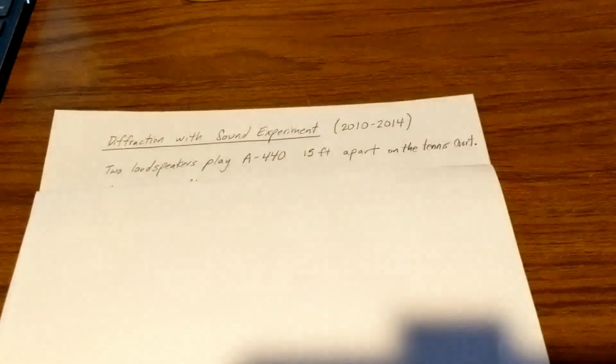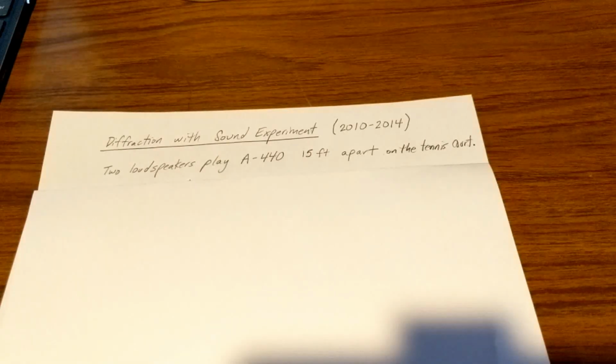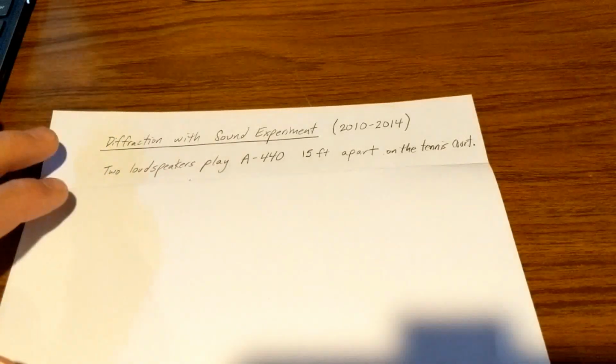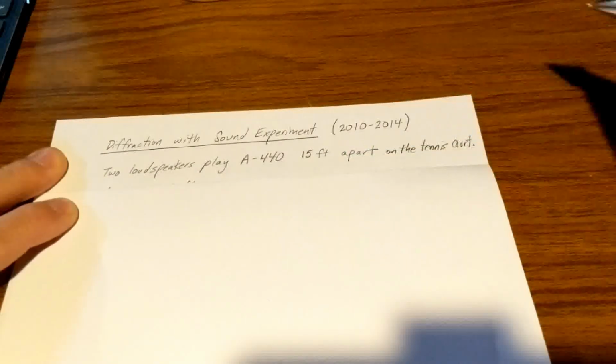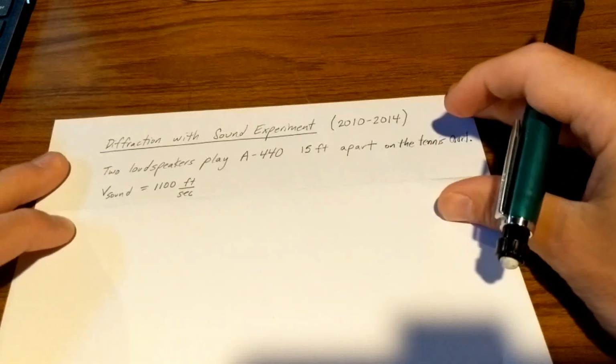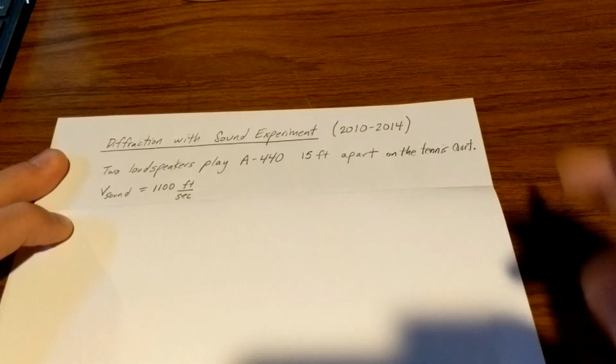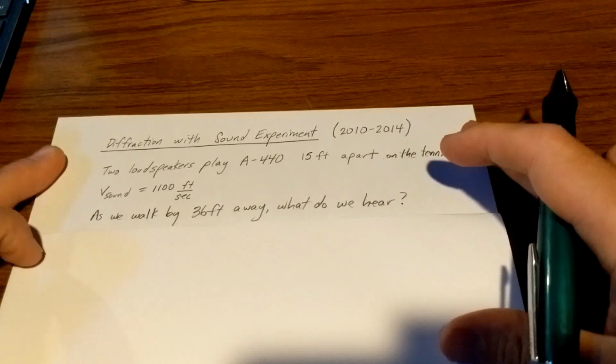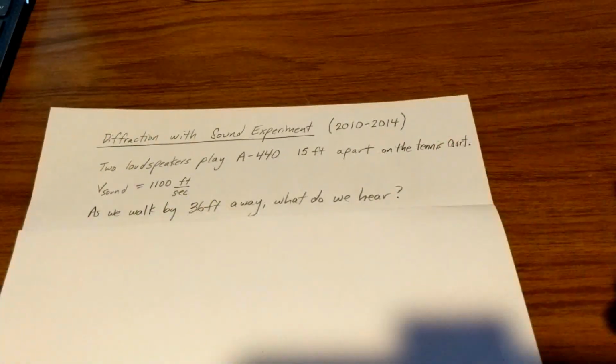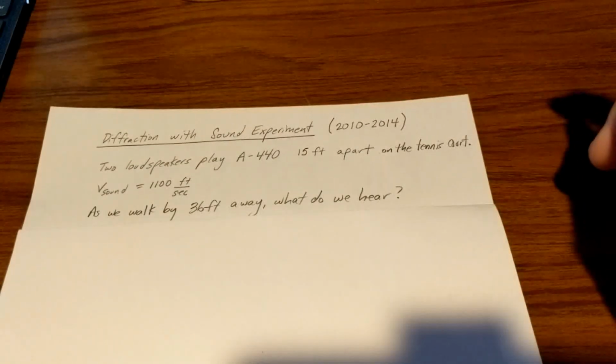So this was the premise. We had 2 loudspeakers that played an identical note. They played, for this example, A440, so 440 hertz. A was just held on a keyboard, actually, out on these tennis courts. And the 2 loudspeakers were 15 feet apart. The speed of sound, we're going to assume, was 1,100 feet per second, which is pretty reasonable. And across the tennis court, which is 36 feet wide, we just had people walk in a line. And what did they hear is really the question here.